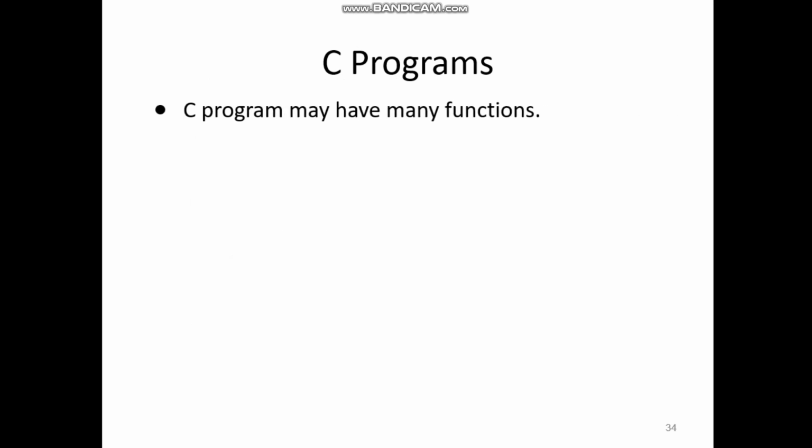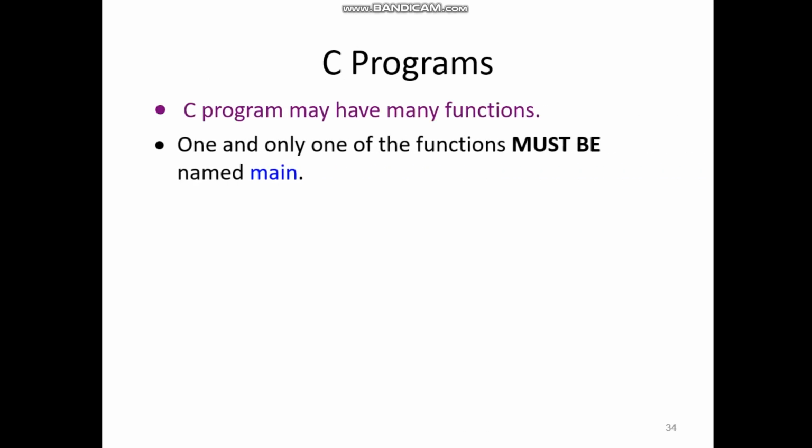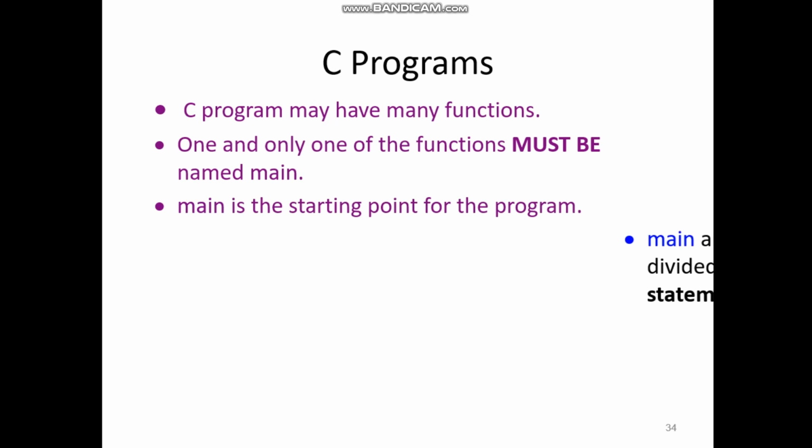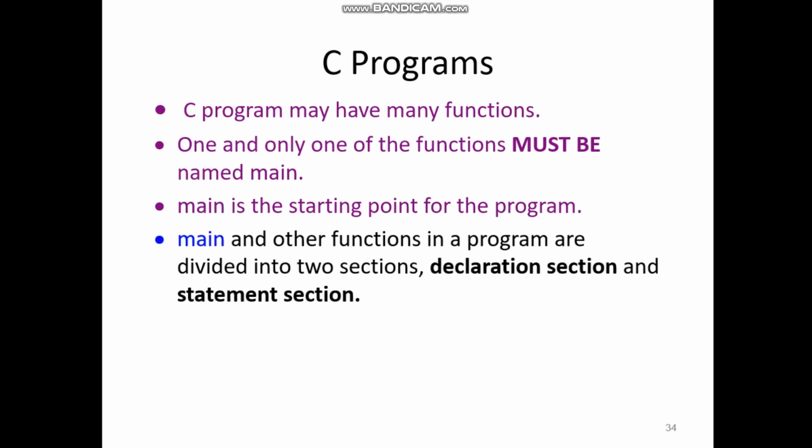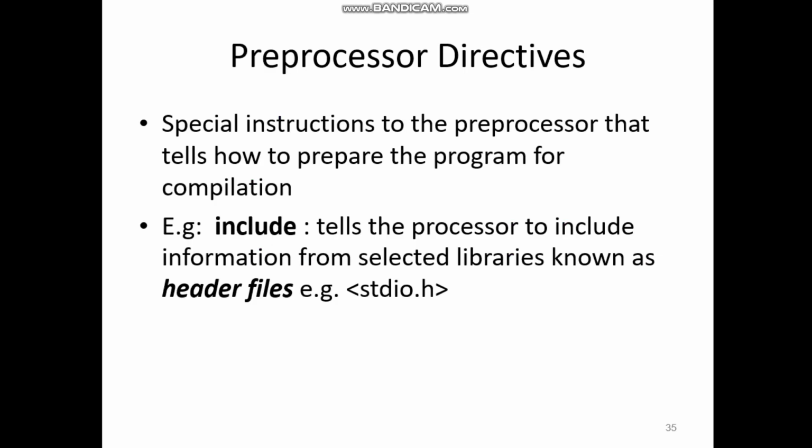A C program may have many functions. One and only one function must be main. So a C program can have many functions, but only one main function, and it is called main in a C program. Main is the starting point for a C program. Main and other functions in a program are divided into 2 sections: the declaration section and the statement section.